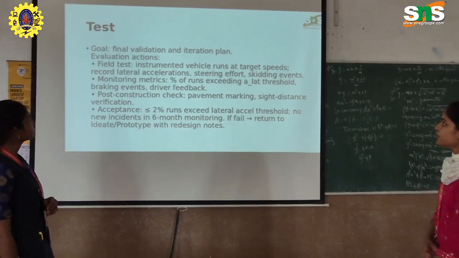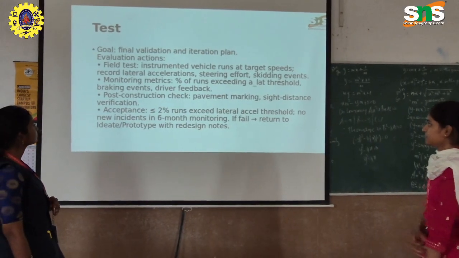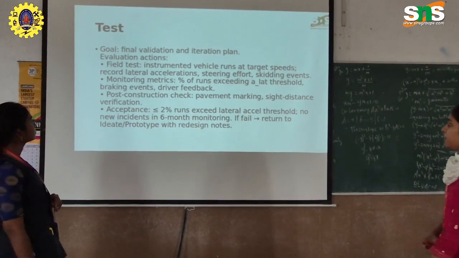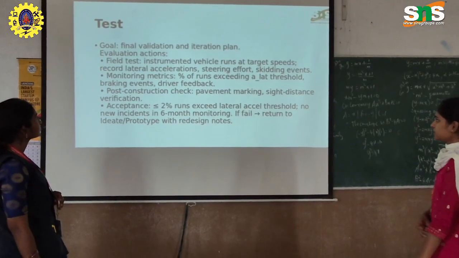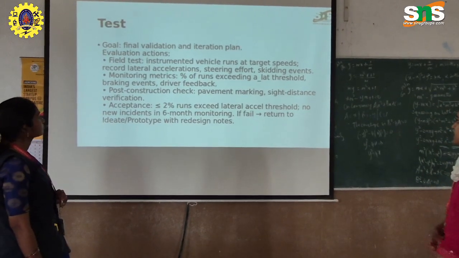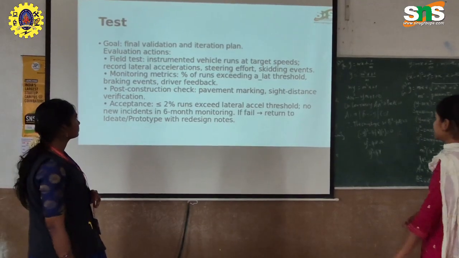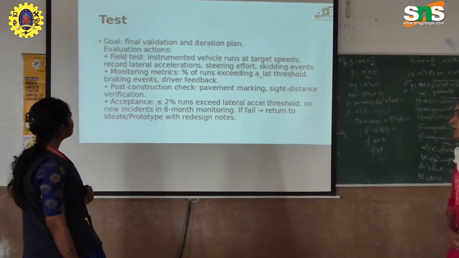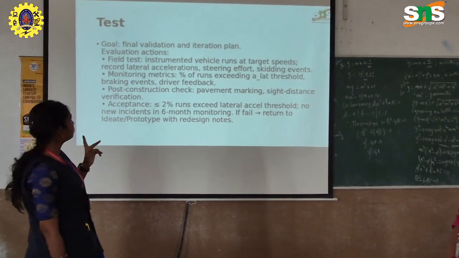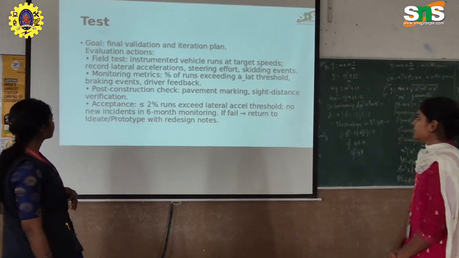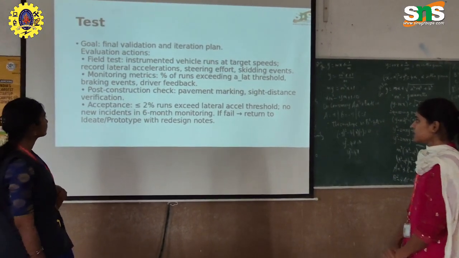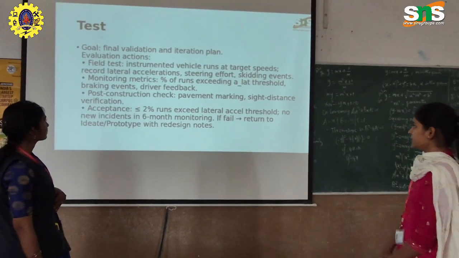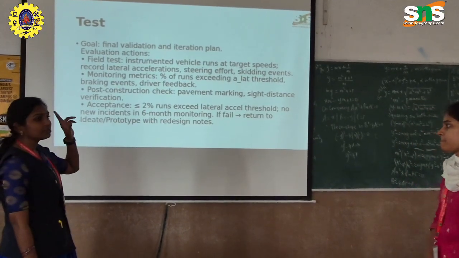Test. Goal: final validation and iteration plan. Evaluation action: field test. Instrumented vehicle runs at target speeds. Record lateral accelerations, steering effort, skidding events. So these are the field tests to be done prior to testing. Monitoring metrics: percentage of runs exceeding a lateral threshold, braking events, driver feedback. So everything is to be monitored as a percentage.